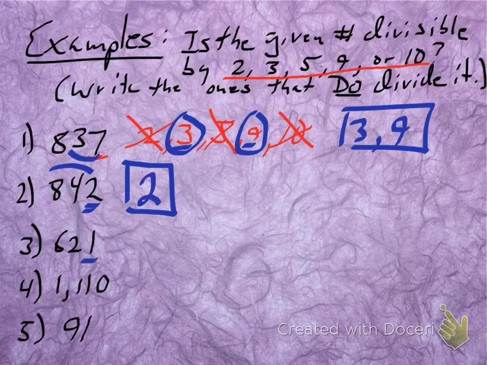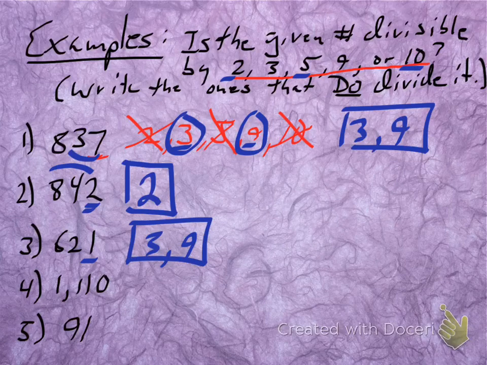621 also ends in an odd number like the first one did, so 2, 5, and 10 are all out. Well, I guess odd number doesn't mean 5 is out. Okay, so it ends in an odd number, so 2 is out. It doesn't end in a 0, so 10 is out. And it doesn't end in a 0 or 5, so 5 is out. So just by looking at the last digit, I can take care of the 2, the 5, and the 10. If I add it up, it adds up to exactly 9. The digits do 6 plus 2 plus 1. So 9 is divisible by both 3 and 9. So those are my factors.